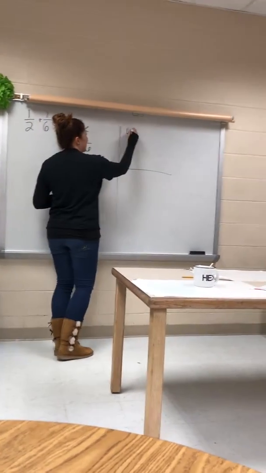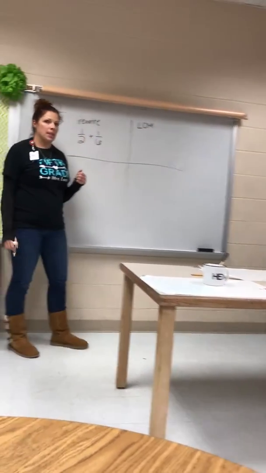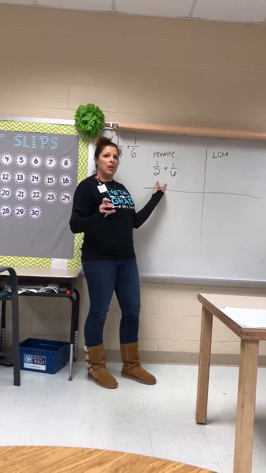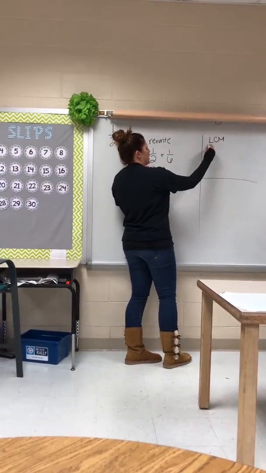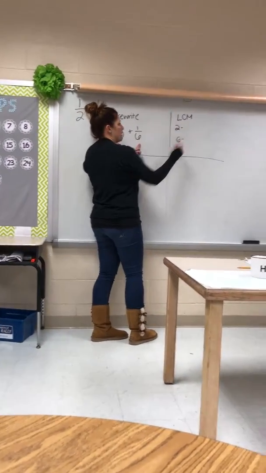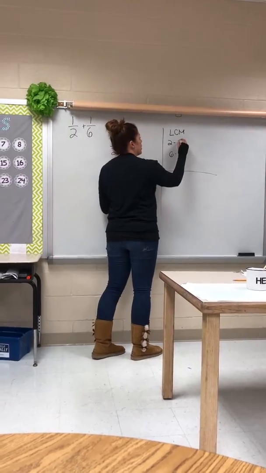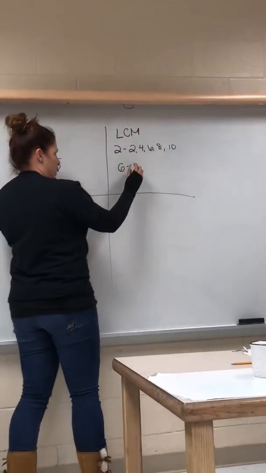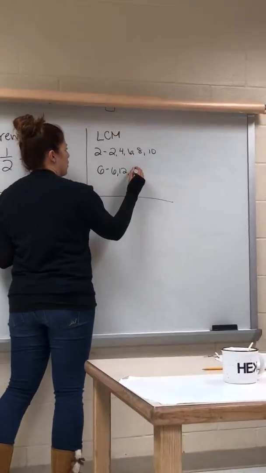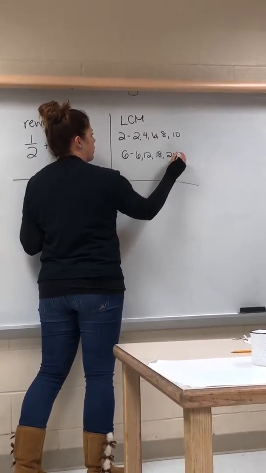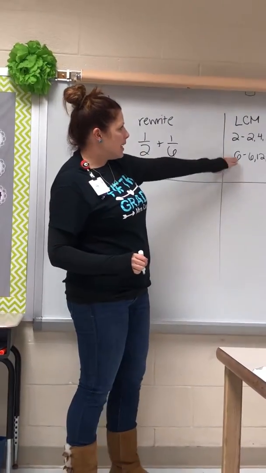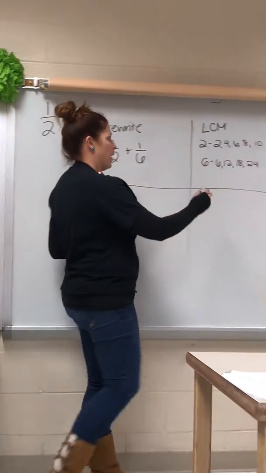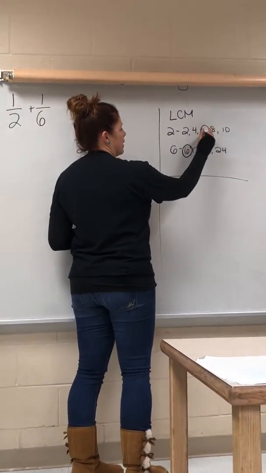Number 2, find the least common multiple. I'm listing the multiples for the denominators because we need to have the same denominator before we can add. So I'm listing multiples for 2 and for 6. Multiples of 2: 2, 4, 6, 8, 10. Multiples of 6: 6, 12, 18, 24. I can go ahead and stop because I see that there is a number that I have listed in both lists, and that's what I'm looking for. And that is the number 6.